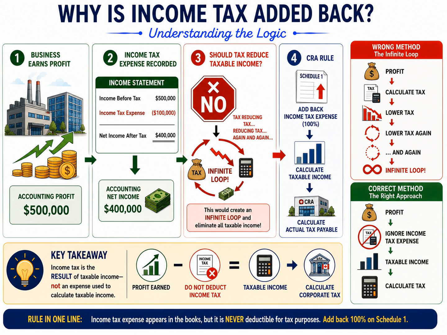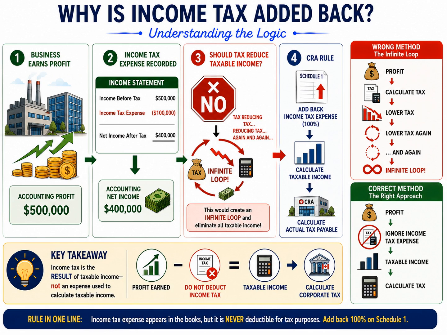A lower taxable income would produce a lower tax expense. That lower tax expense would then reduce taxable income even further. This process would continue over and over again, creating an endless circular calculation. In other words, the tax would keep reducing itself. To prevent this circular problem, the Income Tax Act follows a simple principle.